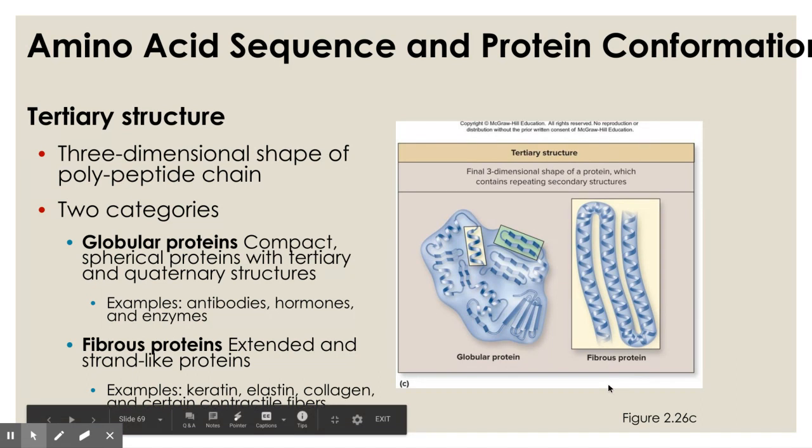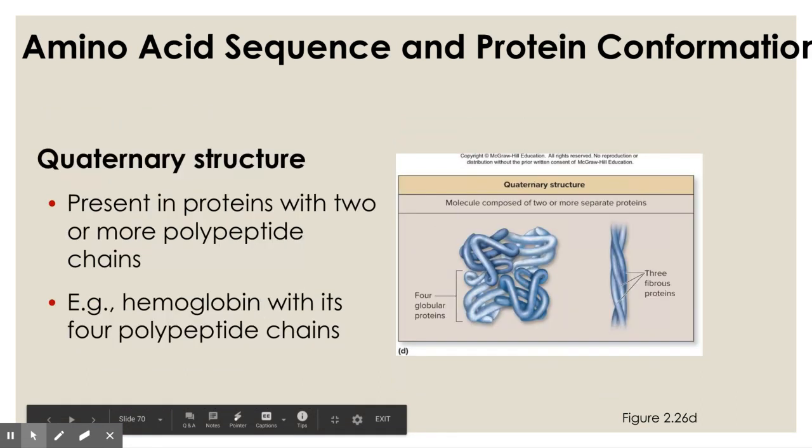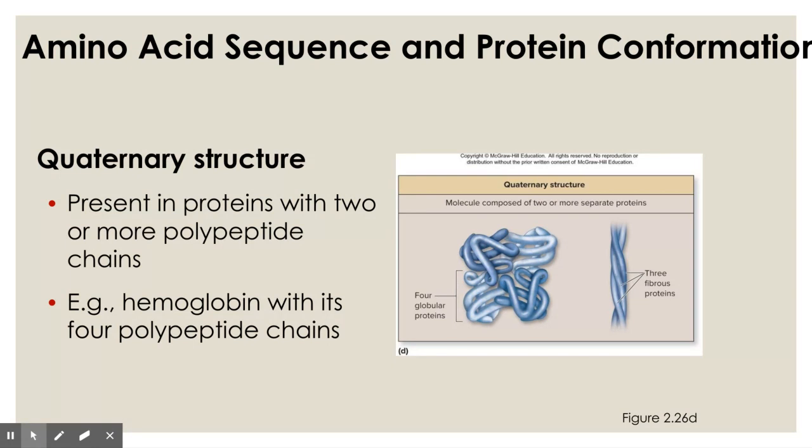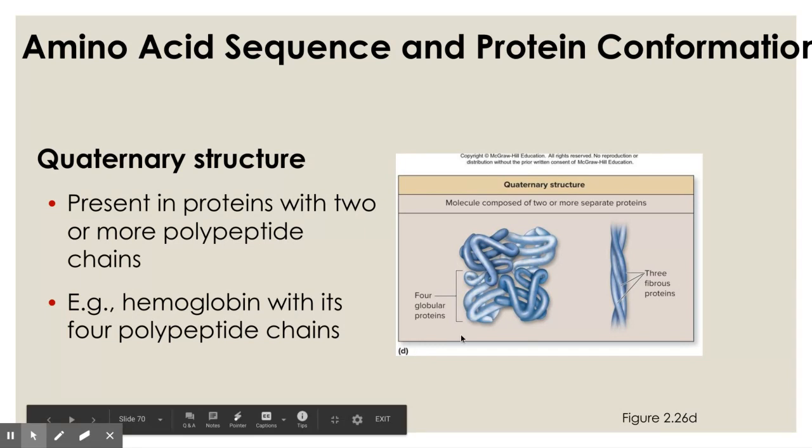is these fibrous proteins. And then there's quaternary structure, which is present in proteins that have more than one polypeptide chain. And so it's just really these different peptide chains forming a structure together. An example: hemoglobin, which is in your blood to carry oxygen and carbon dioxide, that is going to be with these 4 peptide chains all interacting together.